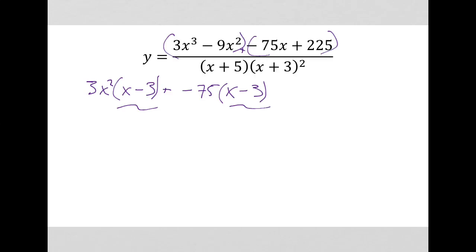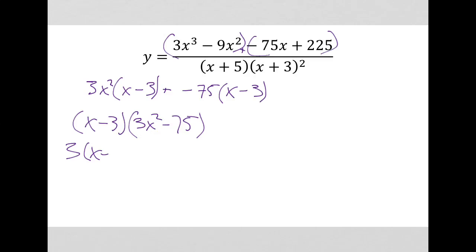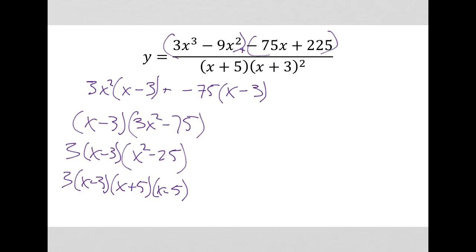We want those to be the same, because now we can factor that expression as x minus 3 times 3x squared minus 75. Now we can further factor that factor, 3x squared minus 75. We can pull that 3 out and get x minus 3 times x squared minus 25. And holy moly, we can factor some more: 3 times x minus 3 times x plus 5 times x minus 5.